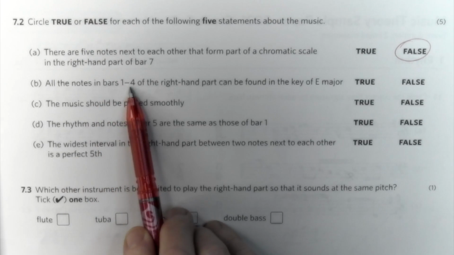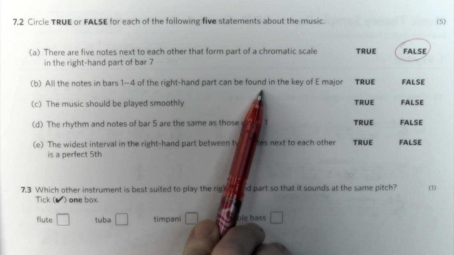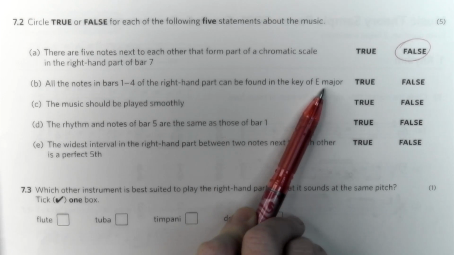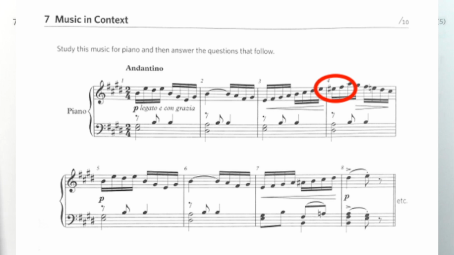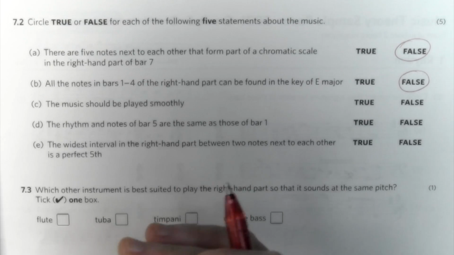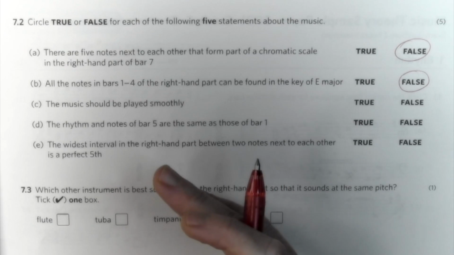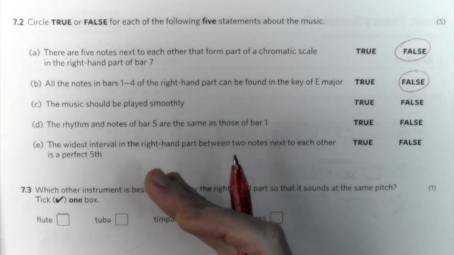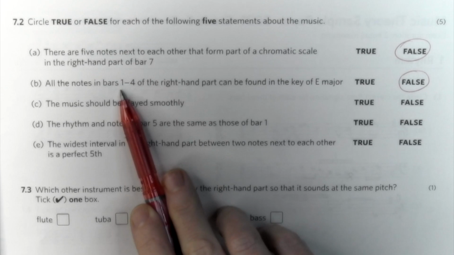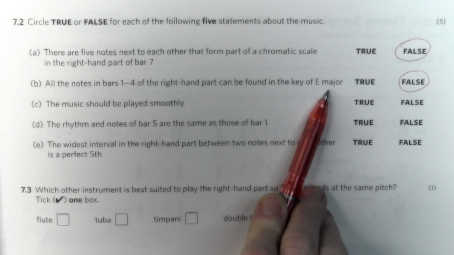All the notes in bar 1 to 4 of the right hand part can be found in the key of E major. Well, the answer is no, because we have E sharp that doesn't belong to E major. Yes, it is a passing note, or it could be just a momentary modulation, so touching another key. Nevertheless, not all the notes of the right hand part from bar 1 to 4 belong to E major.